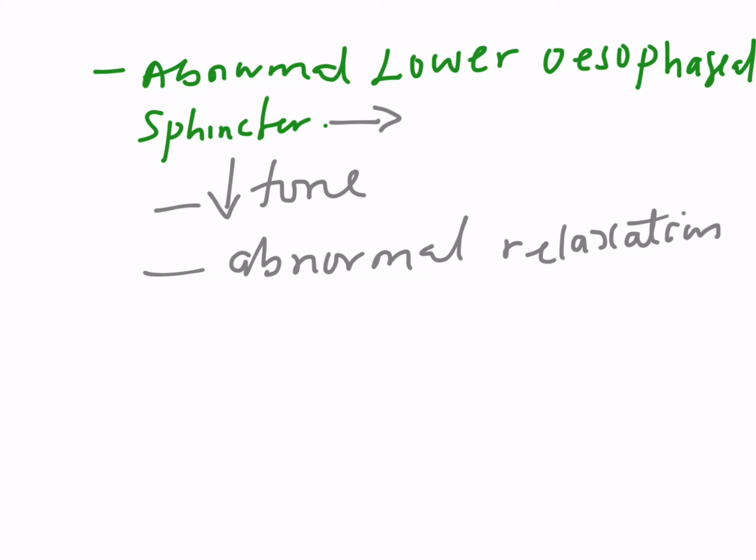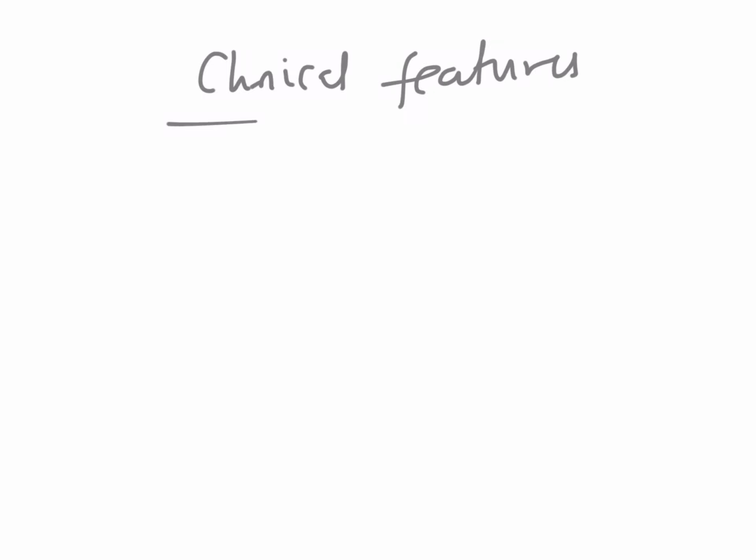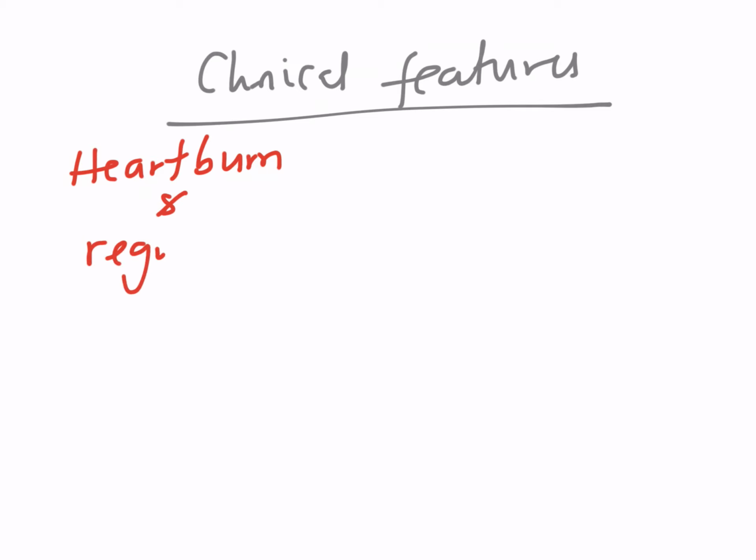Now these are the causes of GERD, gastroesophageal reflux. And now let's see how a patient presents to the hospital, or what the clinical features are in a patient with this disease. Clinical features. So number one, the most common ones are heartburn and regurgitation. Heartburn and regurgitation, these are the most common ones.